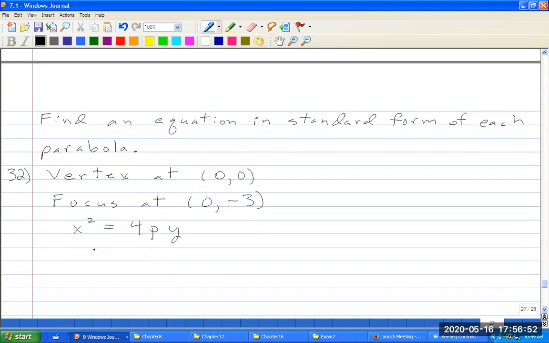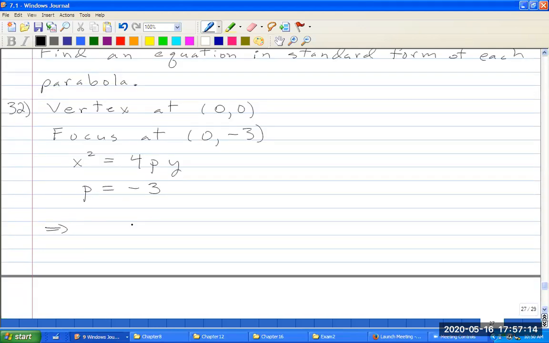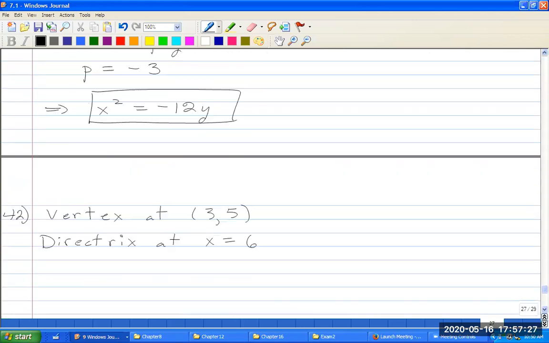And so, well, let's see what it is. In this case, the way you go from the vertex to the focus is you subtract 3. So p in this case is negative 3. So therefore, I have that x squared is equal to negative 12y. And that's the equation of your parabola. So you're done. Let's do one more, I guess.